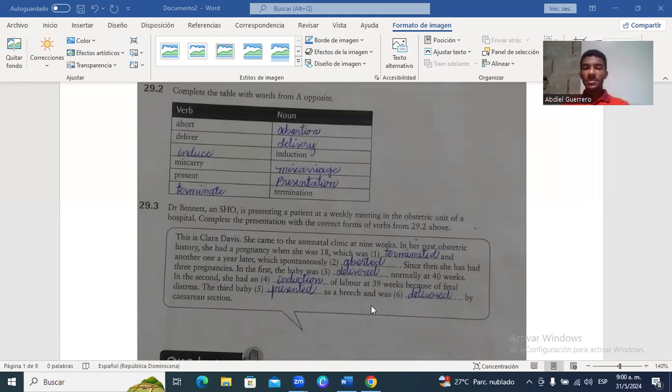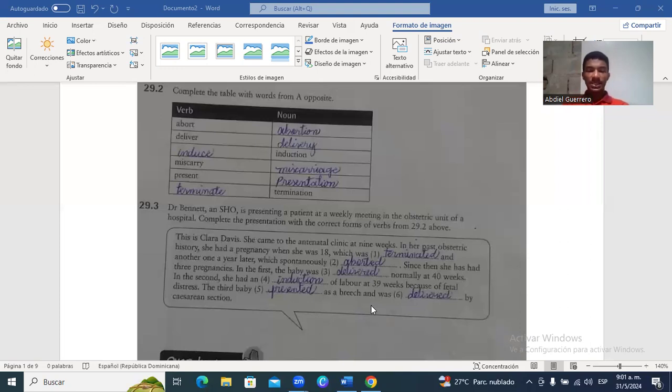This is Clara Davis. She came to the antenatal clinic at 9 weeks. In her past obstetric history, she had a pregnancy when she was 18, which was terminated, and another one a year later, which spontaneously aborted. Since then, she has had 3 pregnancies.